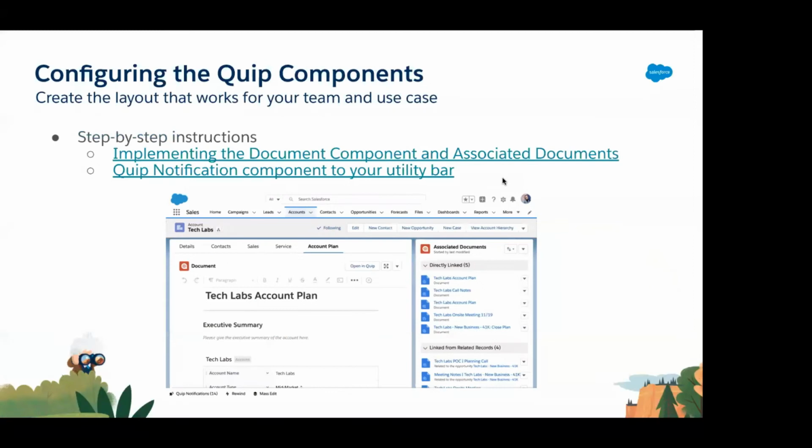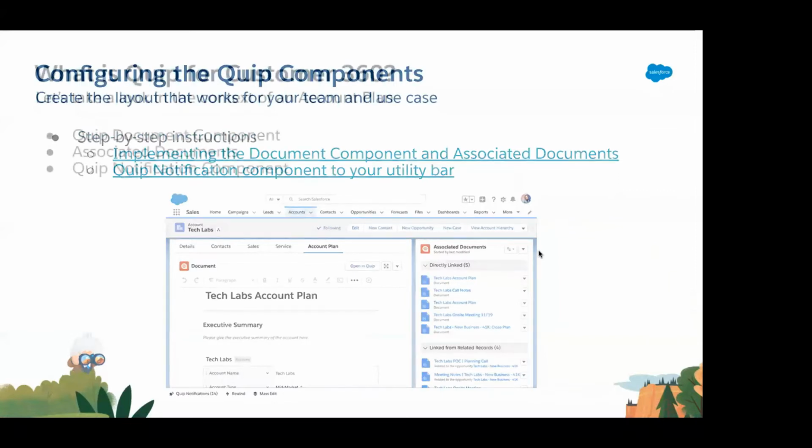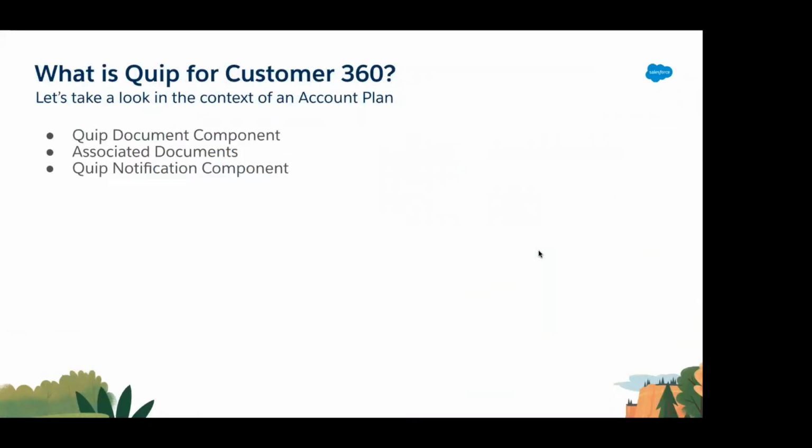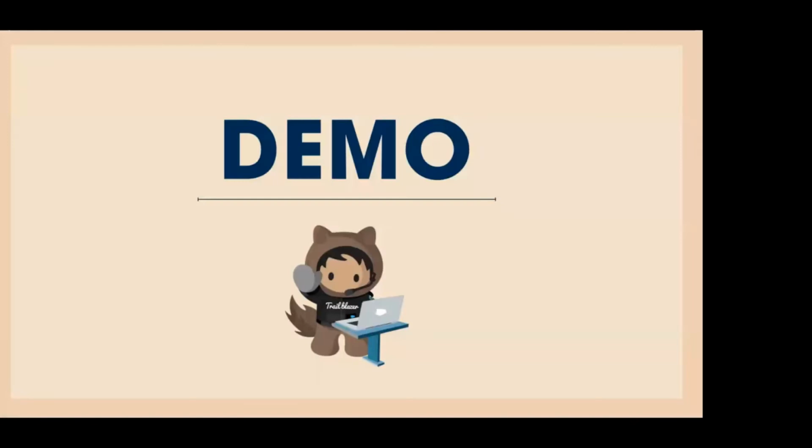The second part, once you have Quip and Salesforce connected, is you actually have to configure the components. This is something that I'm sure all of you are very familiar with, it's just the concept of going into the Lightning App Builder and adding the components there. I can show you a little bit behind the scenes after our demo of what the components actually look like, so what this experience would be. So let's walk through the components themselves.